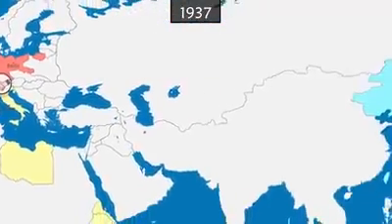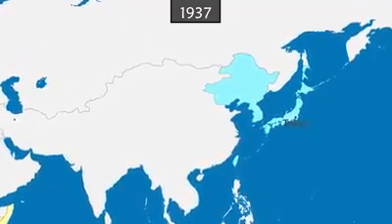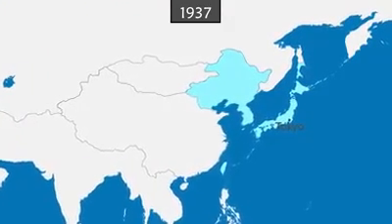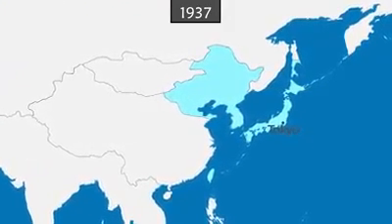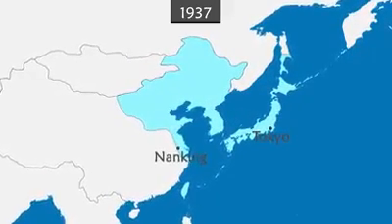In Asia, Japan continues its expansionist policy. The country takes advantage of the civil war in China to invade new territories. The Japanese army uses chemical and biological weapons and commits massacres of populations.